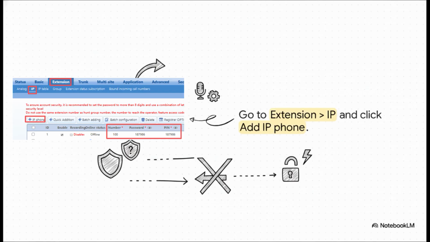Now here's a really cool built-in security feature. By default, these new IP extensions are totally locked down to making internal calls only. If you want to grant external calling privileges, you actively have to change those security credentials, meaning the PIN and password, away from their default settings. It's just a super smart way the Redstone system protects your network right out of the box.